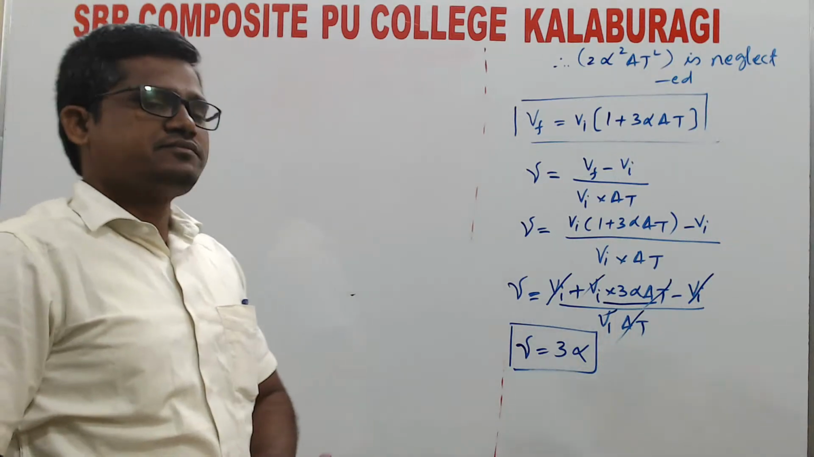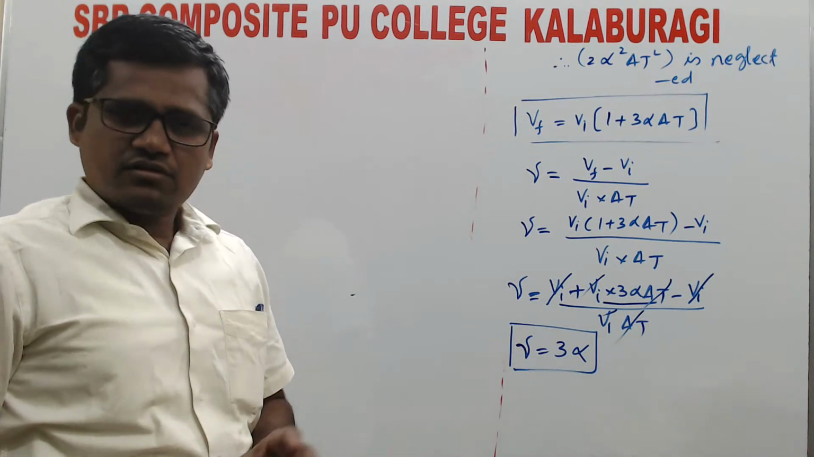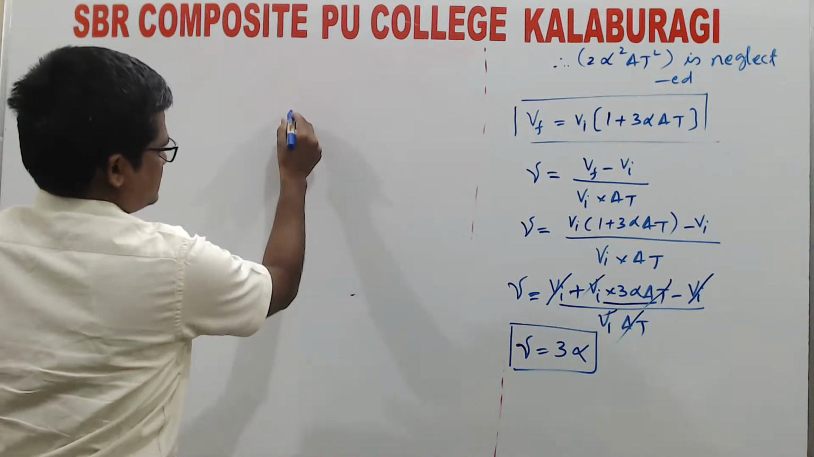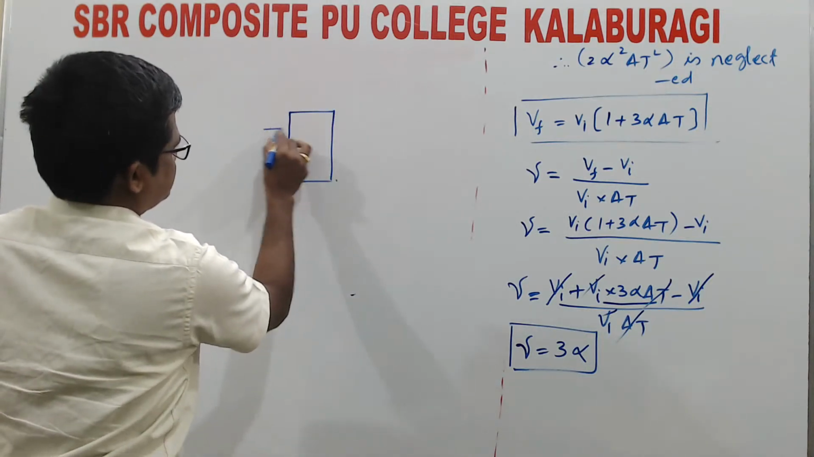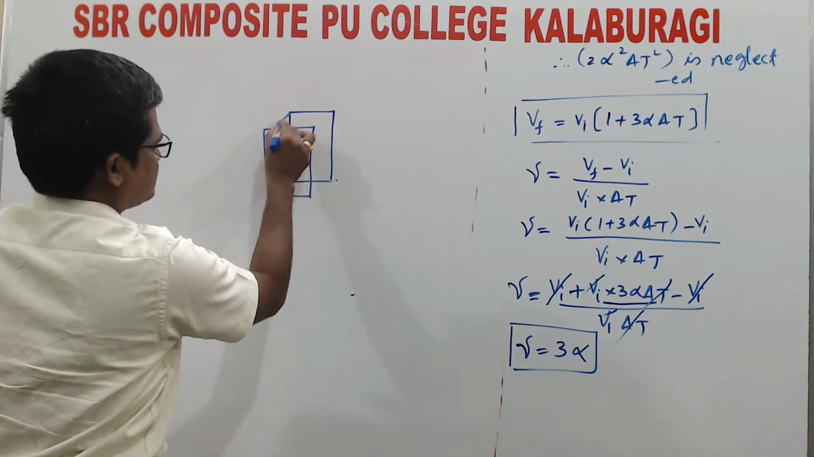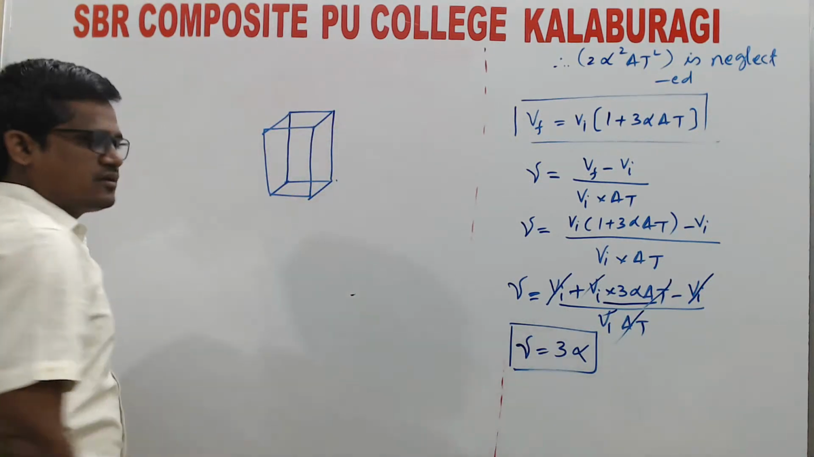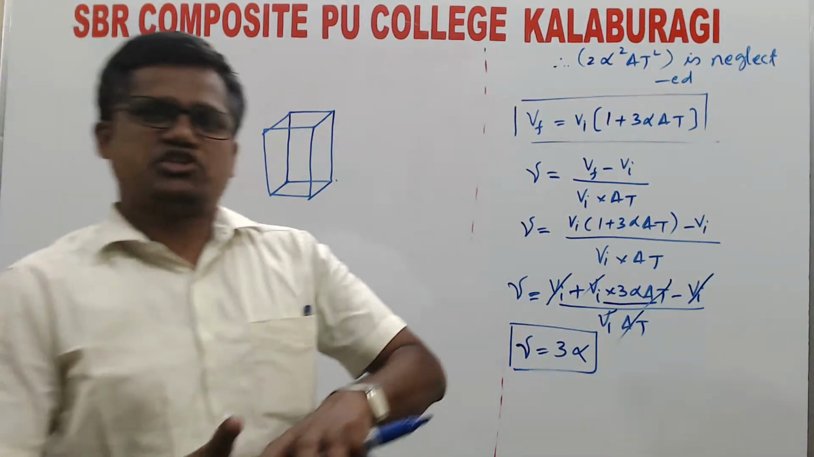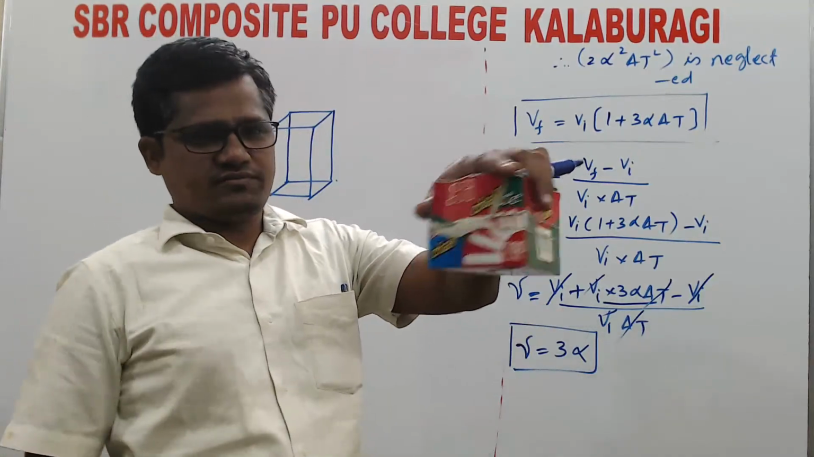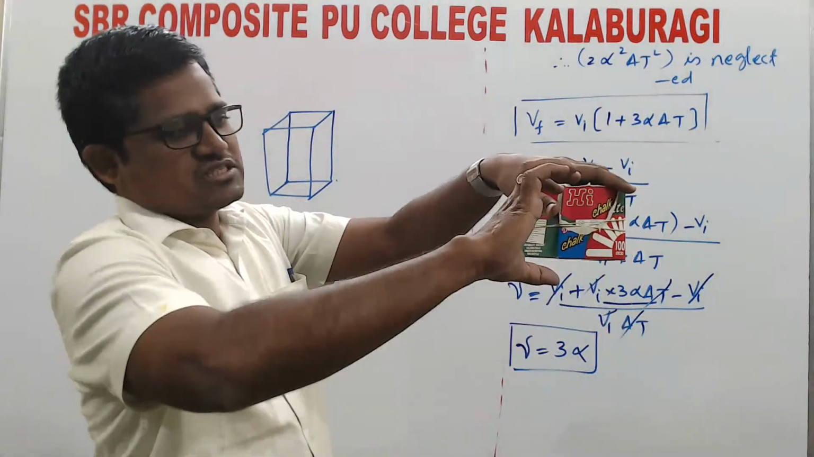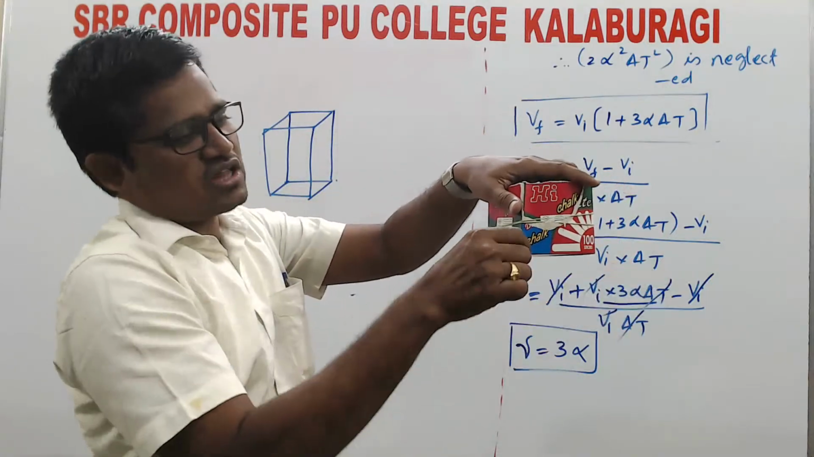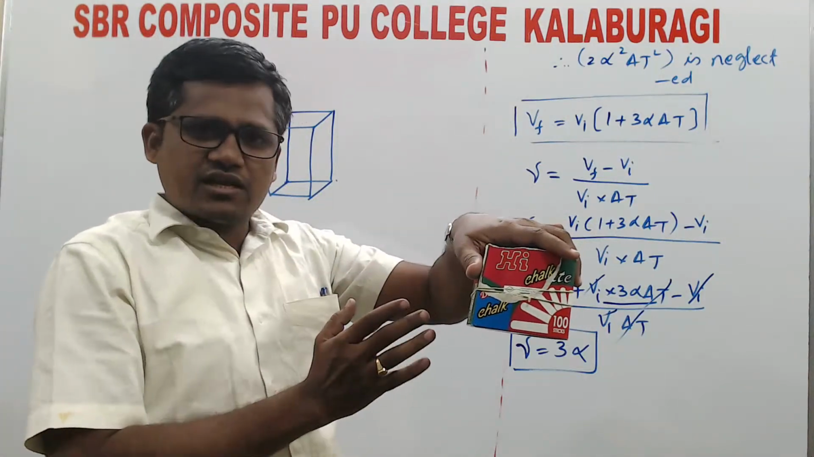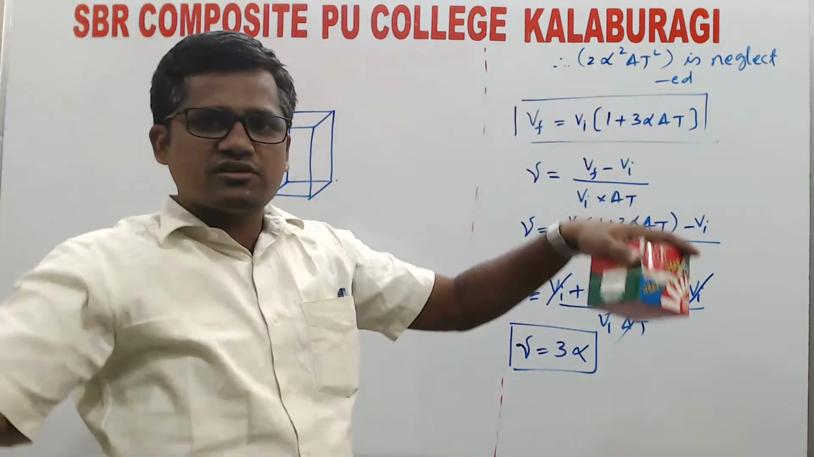Cubical expansion. See, when material is three-dimensionally distributed, suppose this is, if you give heat, lengthwise increase, breadthwise increase, widthwise, all the sides will increase. So if every side increases, then there comes increase in volume.